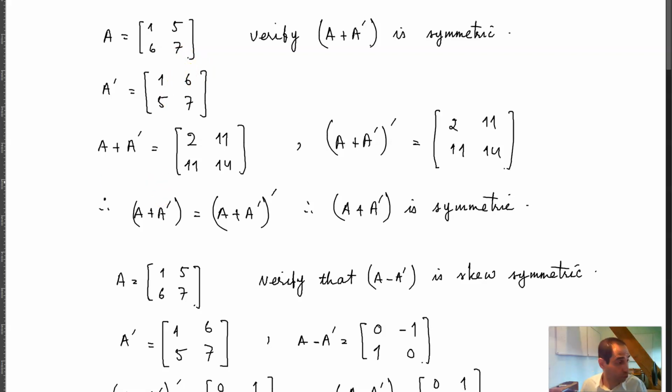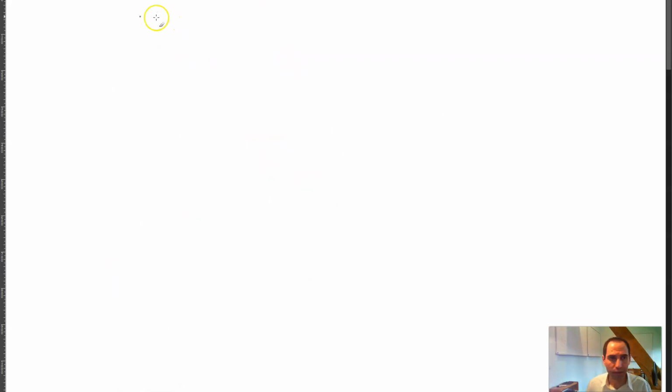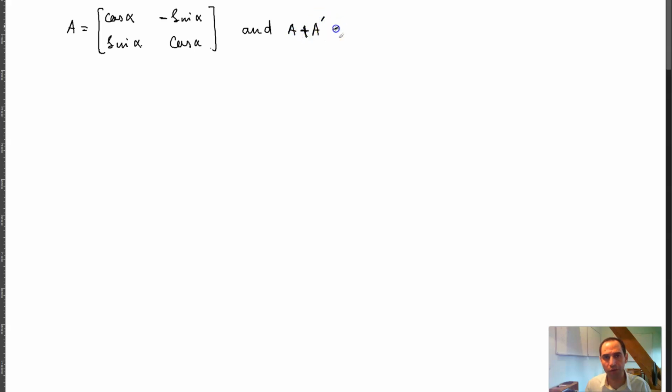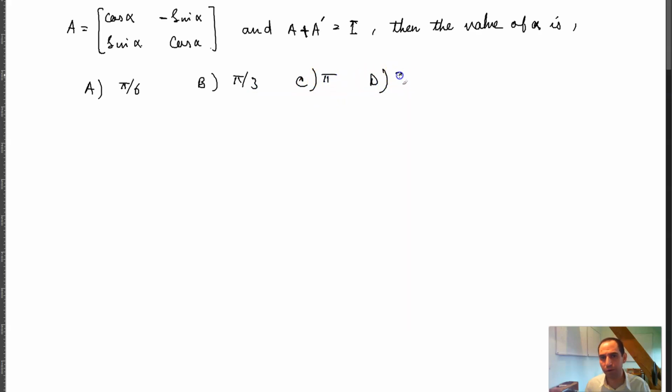Okay, so the next question, question number 12. Question number 12, we have, if A is equal to this matrix as cos alpha, negative sine alpha, and sine alpha and cos alpha, and A plus A prime is equal to the identity matrix, then the value of alpha is A pi by 6, B pi by 3, C pi, and D 3 pi by 2.